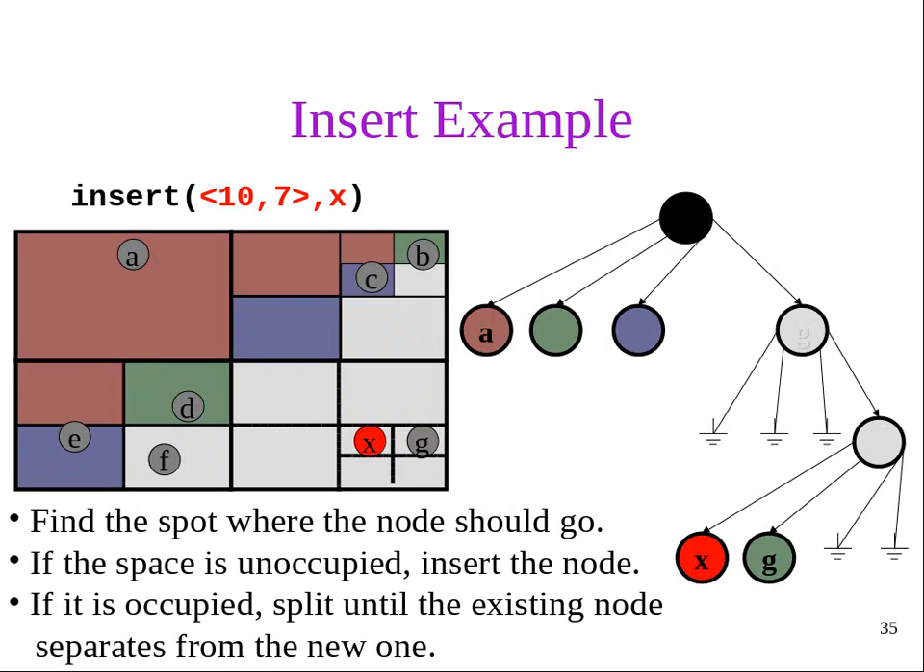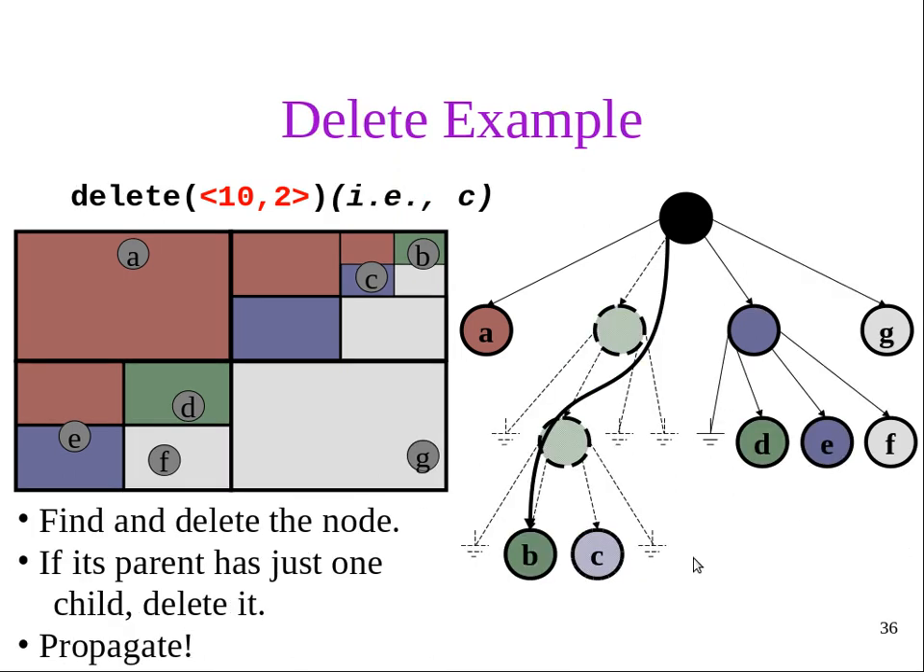Let's see, the insert example. If you find a spot where the node should go, then you're good. In this example, this was already split up. X was over there, so you just jump, jump, jump. Here's the X.